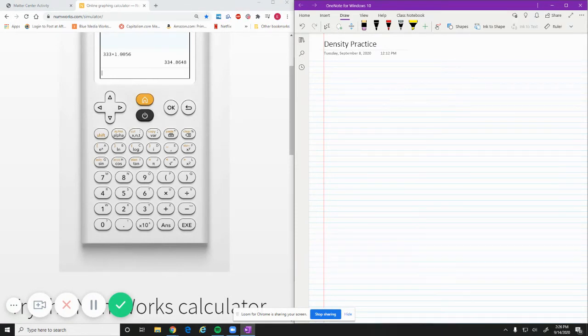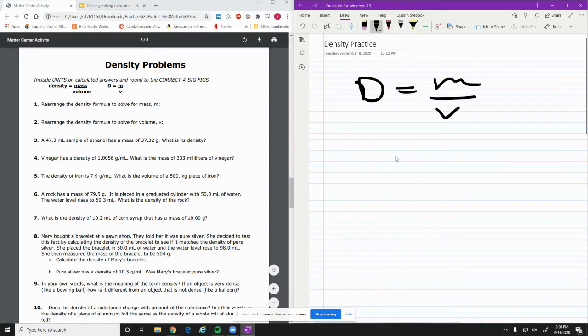And I'll rewrite this as well. All right, so always we're starting off with density equals mass over volume. Okay, well, let's go to problem number 5.